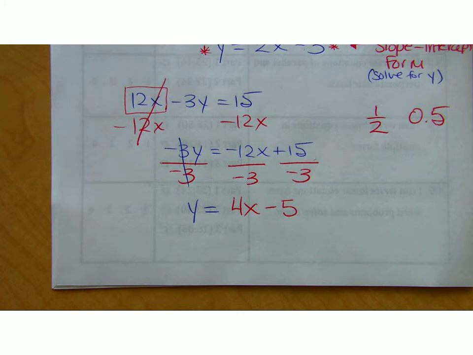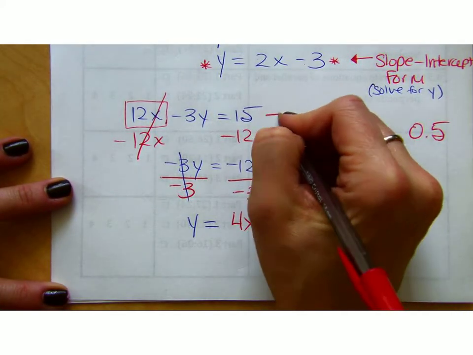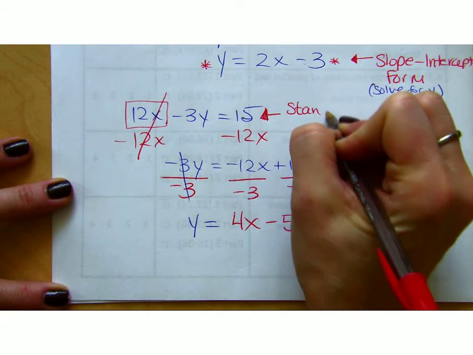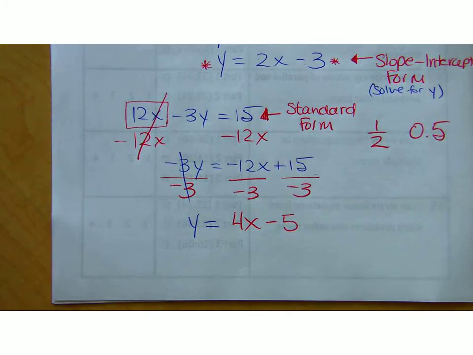So guess what? I gave you the name of this form. Why don't I give you the name of this form too? This is called standard form. It's going to pop up again later. All right, standard form. I'm going to show you one more example, and then we're going to talk about why this is so crazy useful.